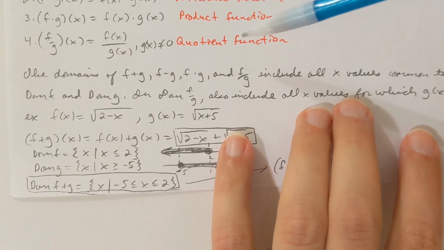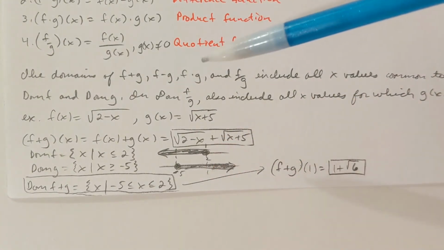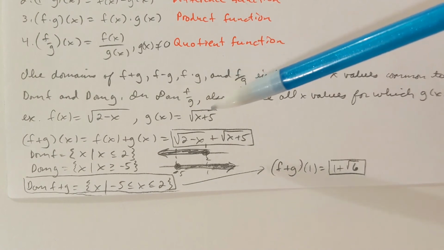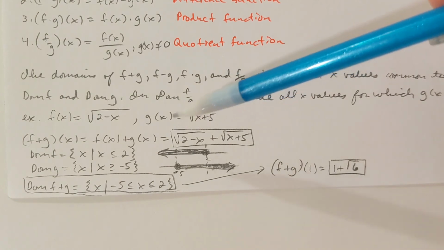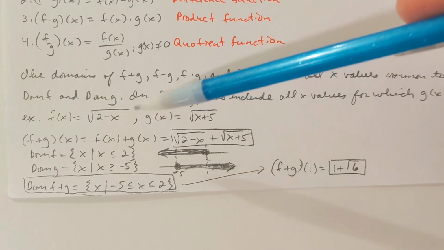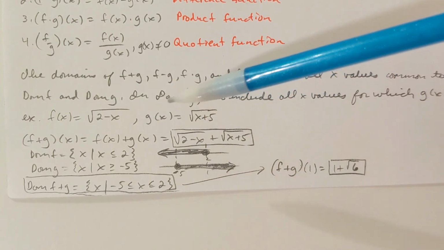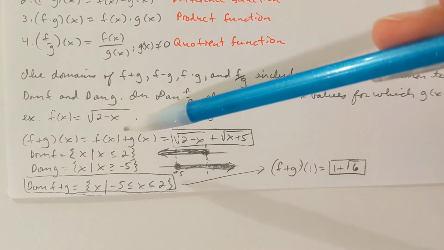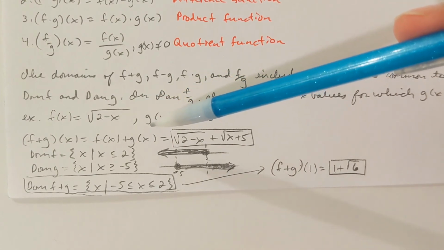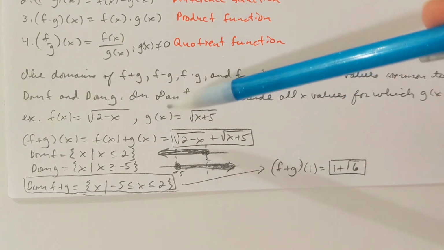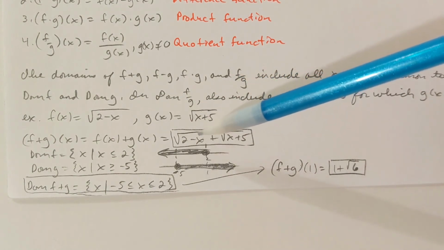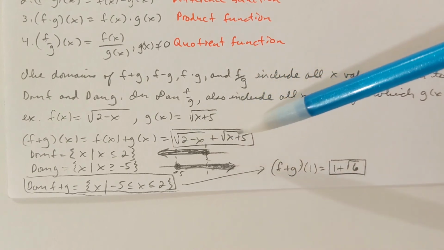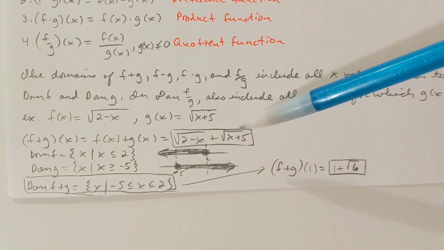Okay, so as an example, suppose that f of x is given by the square root of 2 minus x and g of x is the square root of x plus 5. If I want to compute the sum function, f plus g of x, that's represented by f of x plus g of x, and I would just simply add these two functions together. The square root of 2 minus x plus the square root of x plus 5 would be my answer.